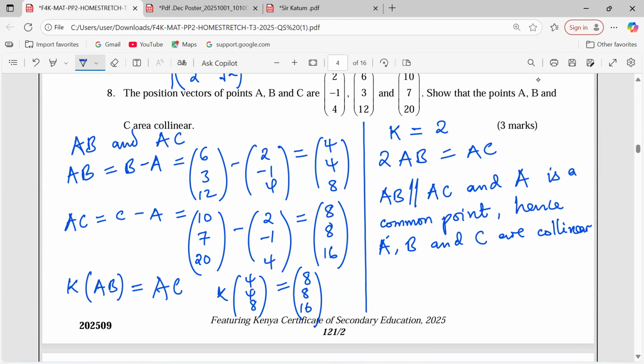So for points to be collinear, vectors from the points should be parallel to one another. And how do you check that vectors are parallel to one another? By confirming if one of the vectors is a scalar multiple of the other.